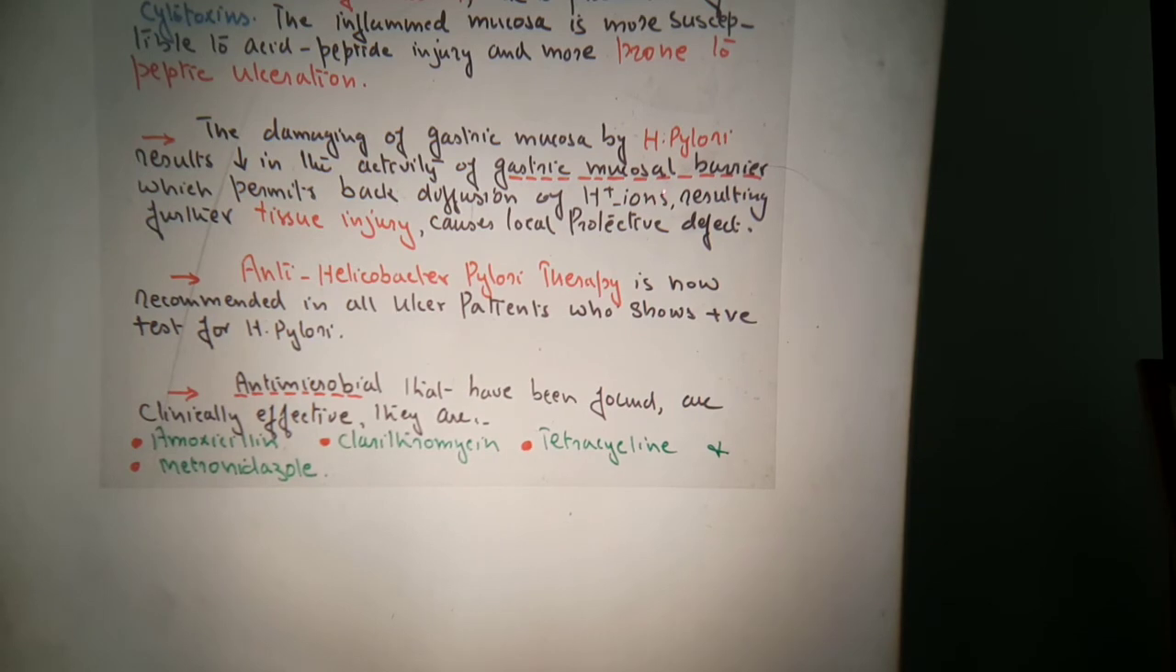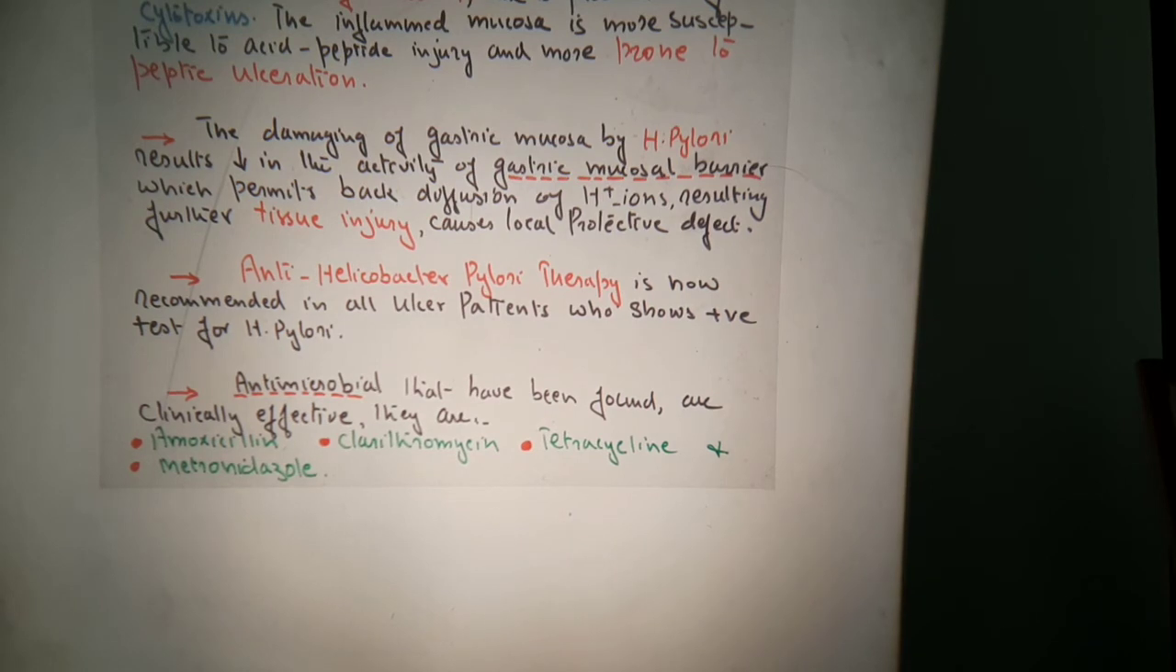When there is a decrease in the activity of the gastric mucosal barrier, automatically there is opening of the mucosal membrane for the action of the acid and the pepsin, which are responsible for the peptic ulceration. This permits back diffusion of hydrogen ion, resulting in further tissue injury. It is known as the local protective defect.